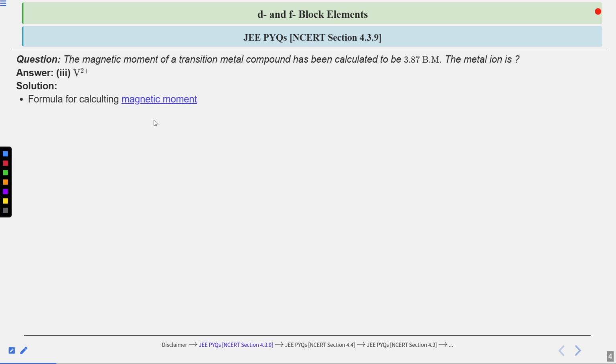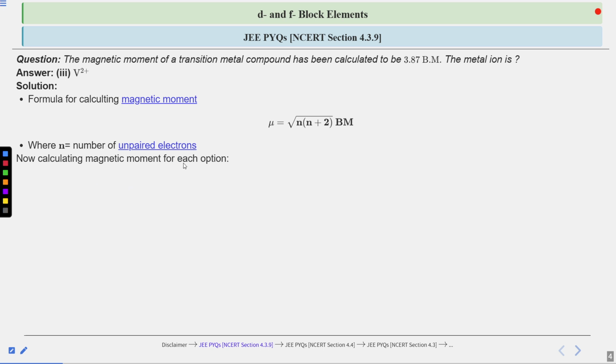So for calculating the magnetic moment, the formula which we have studied is given by mu is equal to under root n into n plus 2 Bohr magneton. Bohr magneton here is the unit for the magnetic moment. Mu is representing the magnetic moment. N is representing the number of unpaired electrons present in the element. So n is the number of unpaired electrons.